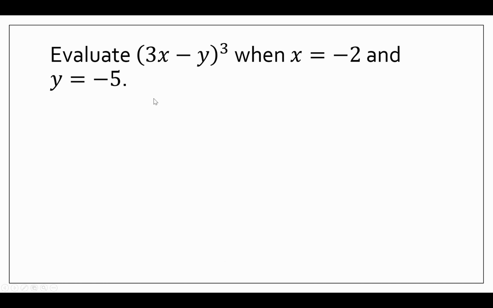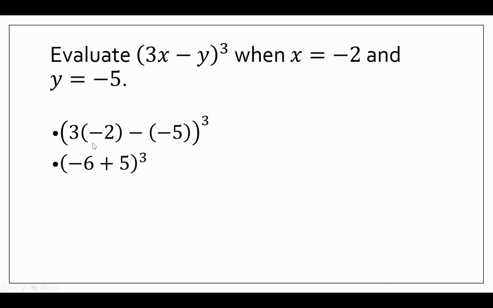Another one, evaluate 3x minus y, and that whole piece is cubed, when we have x equals negative 2 and y equals negative 5. First things first, we substitute our x and y values. So negative 2 is in place of x, and negative 5 is in place of y. Then we work inside of our parentheses. So we have to solve this first. We have 3 times negative 2, which is negative 6, plus 5, because minus negative 5 is the same as saying plus 5. We then solve what's inside the parentheses. We get negative 1, and then we can move out to the exponents. Remember, we did all the P, everything inside parentheses first. And we moved to exponents. Negative 1 cubed is negative 1.